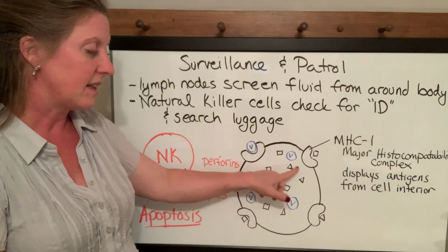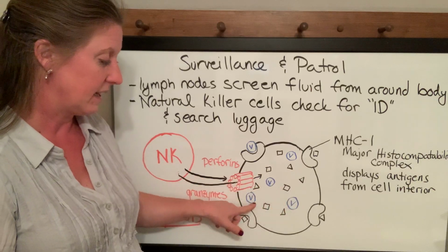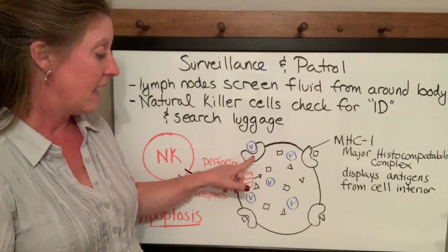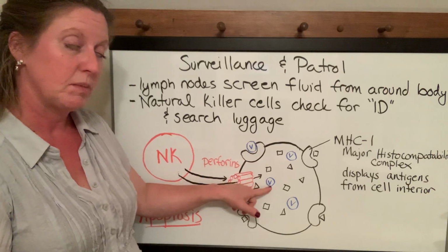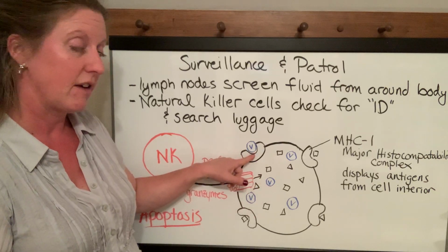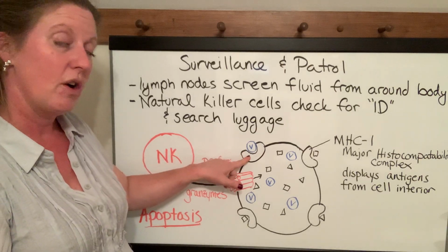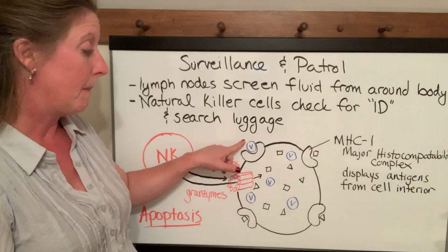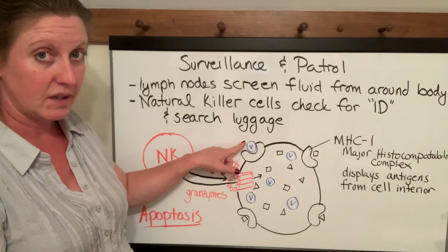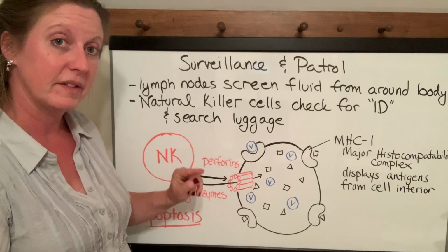But if the cell happens to be infected, like in this case with viruses, the MHC1 will also display some of the viral fragments, the viral antigens on it. And in this case, the natural killer cell will say, oh, you have the right ID, but that should not be in your luggage. Something's wrong with you, and it will kill the cell.